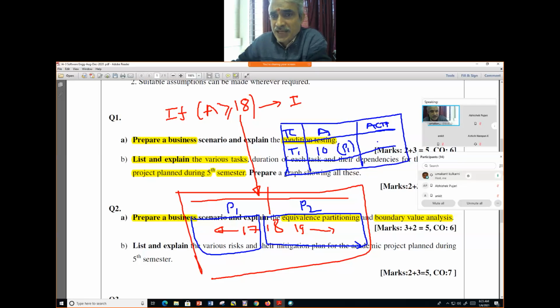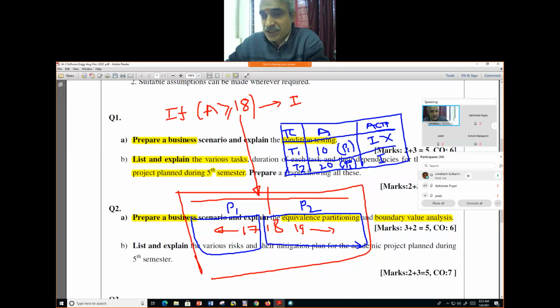The action is: do not issue the insurance. Then test case number 2: one representative from the other partition, say 20, from partition P2. The action is: issue the insurance. I'm talking about just a simple, primitive kind of thing. In the examination or otherwise, a little more complex things will be involved.